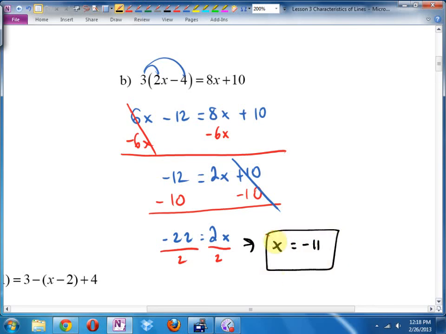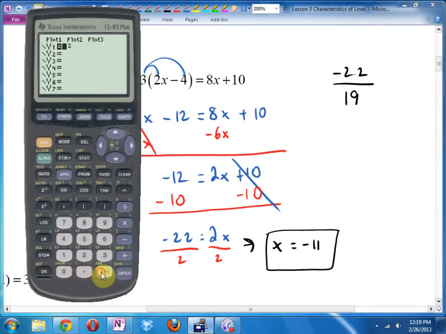Oh, by the way, what if this hadn't worked out evenly? What if instead of negative 22 over 2, it had been negative 22 over 5? Leave it as a fraction, not as a decimal, and leave it as a fraction in lowest terms. Especially if it's something like this. On your calculators, all of you right now, go negative 22 divided by 19.